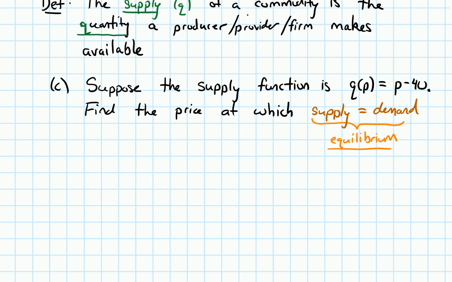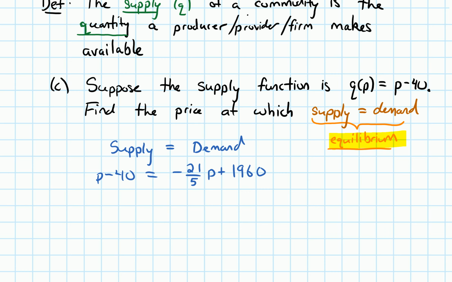And I'm going to highlight that. So that is a key word. When the supply equals demand, we call that equilibrium. So we want to set the supply equal to the demand. Let's write both. The supply is P minus 40. That equation is given to us. The demand we got in the earlier part of the problem. That was negative 21 over 5 P plus 1,960.